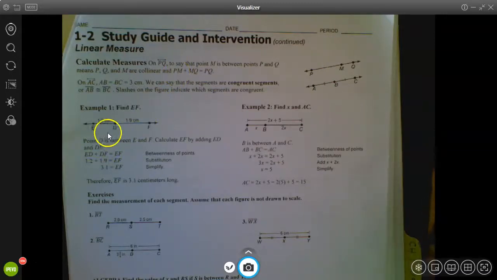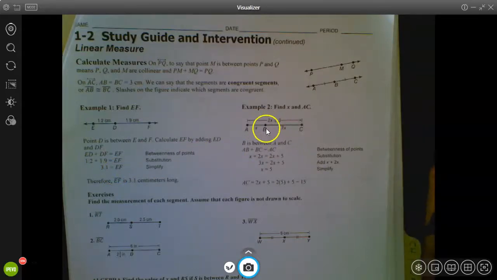So if you take a look at this example right here, first thing they did was write the equation. So we have ED, then we have DF, and if you add those two segments together, you get the whole thing, which is EF. So they started by just writing that equation. Then you replace the letters with what they represent. So we can see that ED is the 1.2, so that went in right here. DF is 1.9, that went in right here, right? And then we have EF, which is the whole thing. That's what we're trying to find. And then when you solve the equation or simplify it, we have our solution.